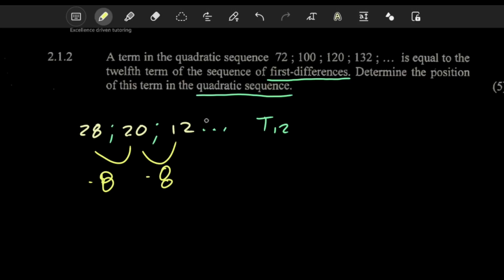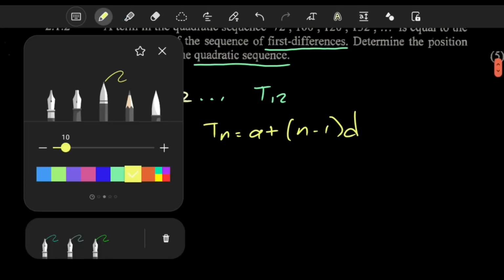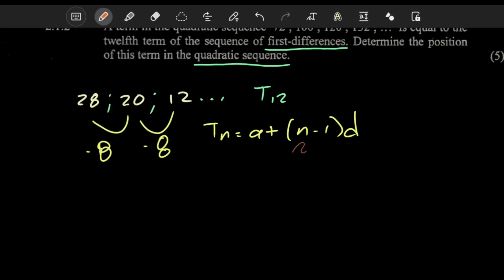I mean, we knew that already. So here, because this is an arithmetic sequence, if we're going to get the 12th term, we definitely need to use our formula for an arithmetic sequence. So here we're looking for term number 12, so n is 12. a is the first term, which is 28. d is our common difference, which is -8. And then we're looking for T12. So let's get T12.